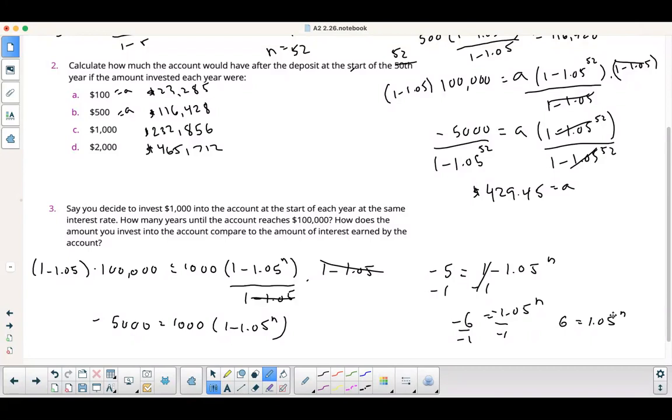So I got to get bigger. 1.05 to the 35th, and that gives me 5.5. So I'll try to the 36, closer. 37, about 37, okay? So it'll take you 37 years to get there.